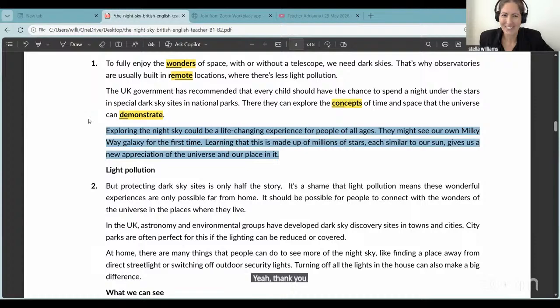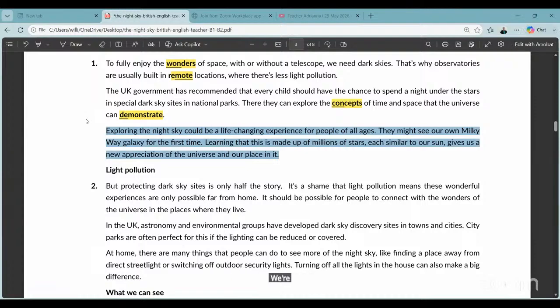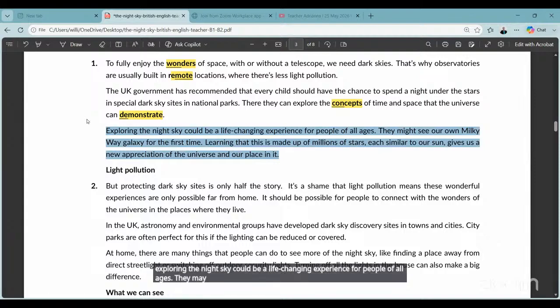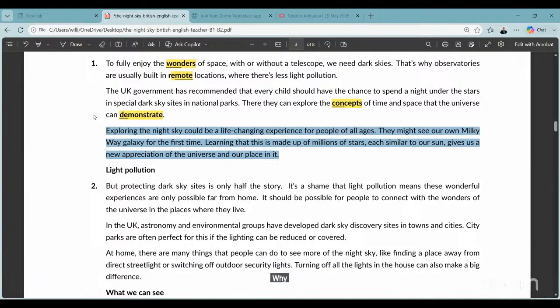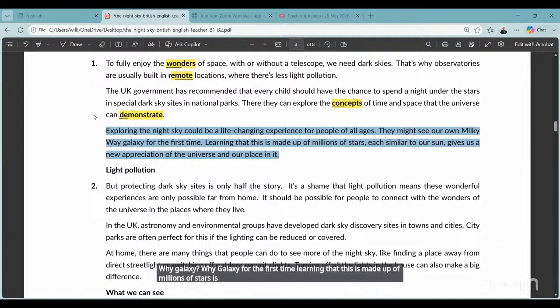Exploring the night sky could be a life-changing experience for people of all ages. They may see our own Milky Way galaxy for the first time, learning that this is made up of millions of stars similar to our sun, giving us a new appreciation of the universe and our place in it.